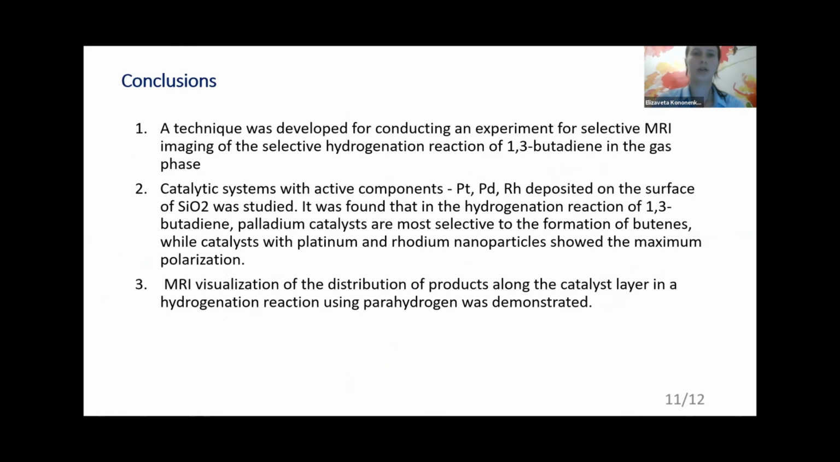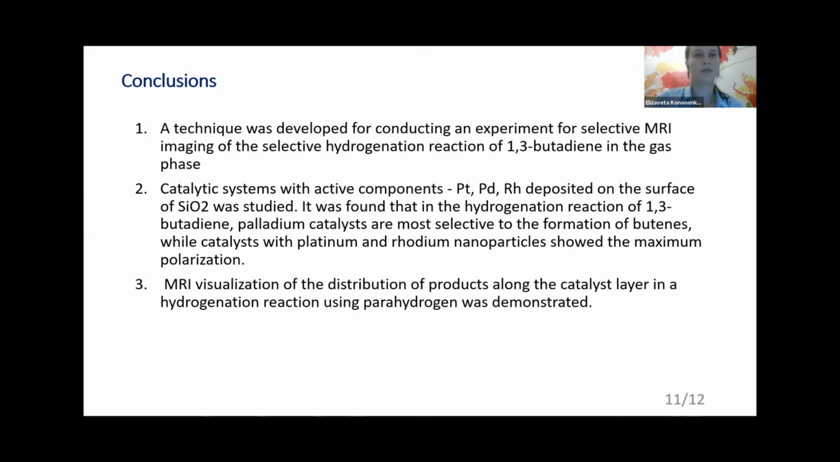In conclusion, I would like to say that we developed a technique for conducting an experiment for selective MRI of the selective hydrogenation reaction of 1,3-butadiene in the gas phase. Also, we tested a catalytic system with active components platinum, palladium, rhodium deposited on the surface of silicon oxide.